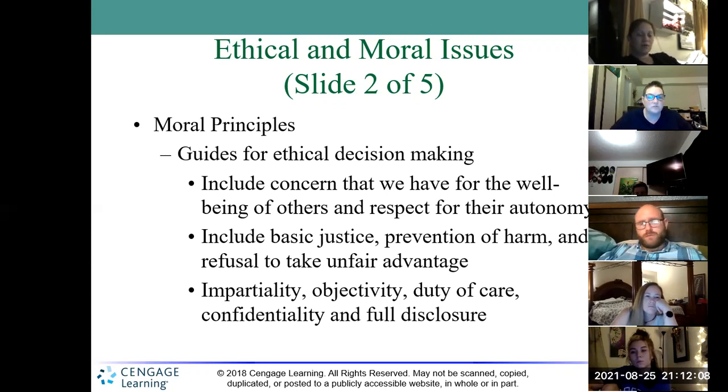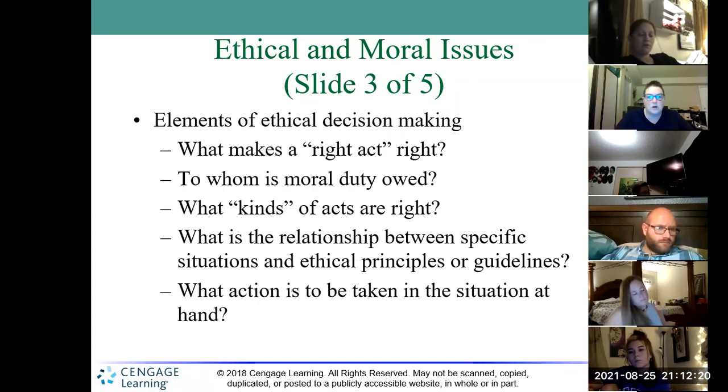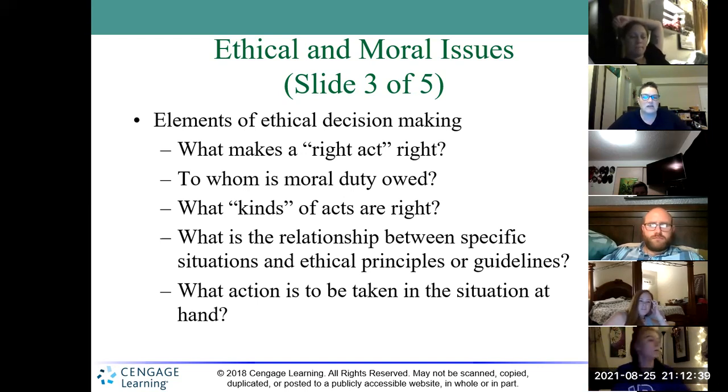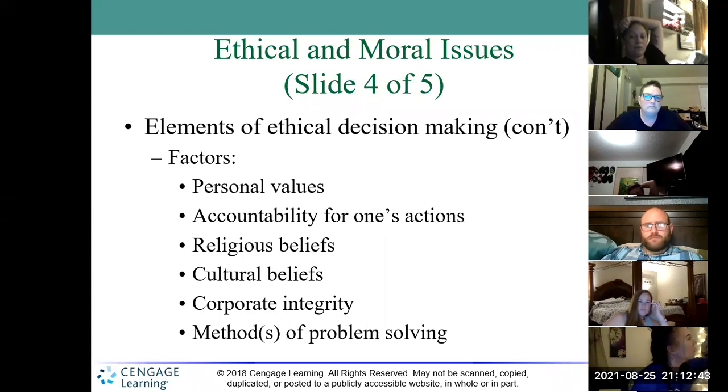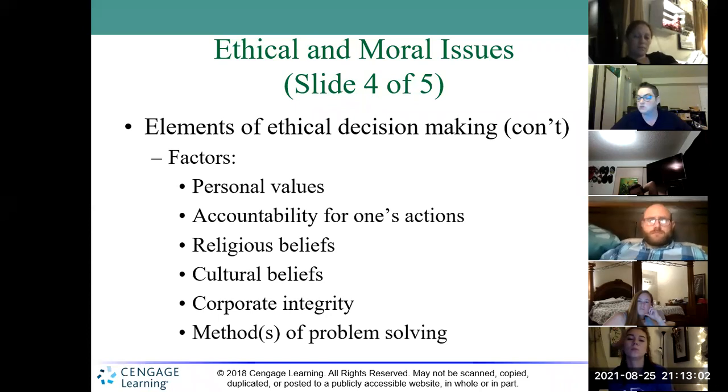Here are some more examples of moral principles: impartiality, objectivity, duty of care, confidentiality, full disclosure, on and on. What makes a right act right? To whom is moral duty owed? What kinds of acts are right? These are some decision-making components. What's the relationship between specific situations and ethical principles? What action is to be taken in the situation at hand? Because your personal values, your accountability for your actions, your religious beliefs, your cultural beliefs, all of that is going to come into play in your decision making of your ethical values, the corporate integrity, and then how you problem solve through that.